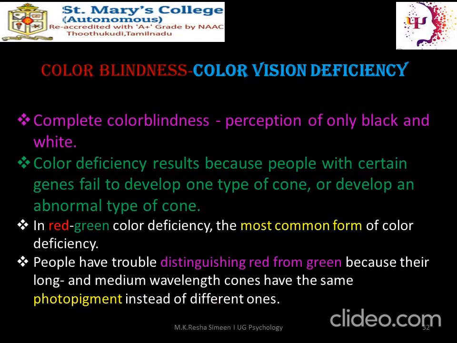Color blindness and color vision deficiency. Complete color blindness is the perception of only black and white. Color deficiency results because people with certain genes fail to develop one type of cone or develop an abnormal type of cone. In red-green color deficiency, the most common form of color deficiency, people have trouble distinguishing red from green because long and medium wavelength cones have the same photopigment instead of different ones.